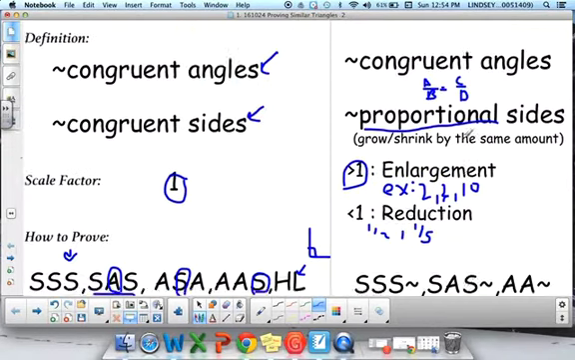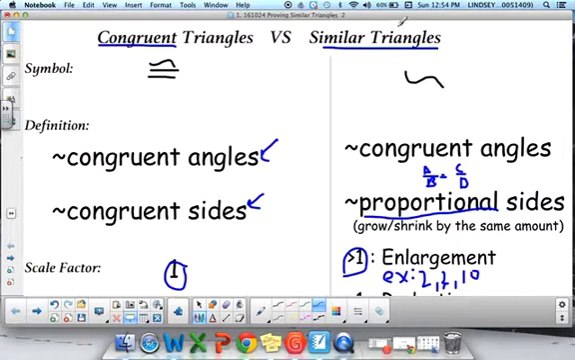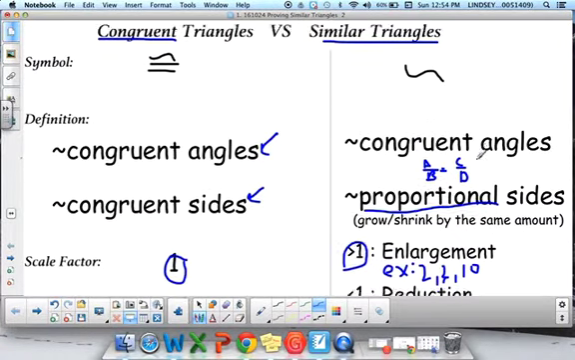But when we're talking about similar triangles, well, we only have 3. So I've only got 1, 2, 3. Yay, I've only got 3 things I need to prove. So this is going to be side, side, side similarity, side, angle, side similarity, and angle, angle similarity. So side, side, side is a preview. All 3 sides have to be proportional. If I have that, then I'm done. They're similar. I don't need to know anything about the angles.